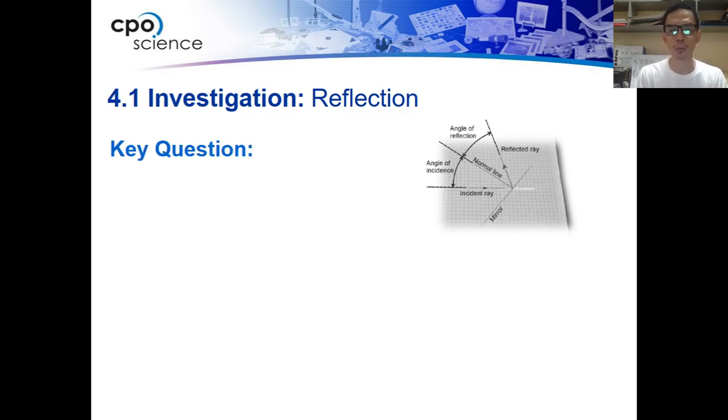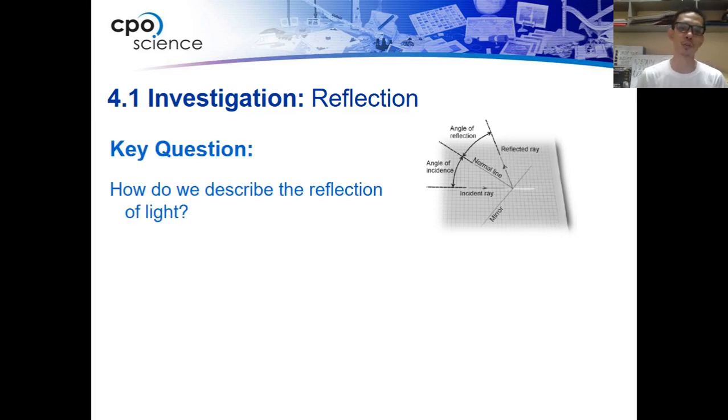The key question that we are going to answer here is, how do we describe the reflection of light? In the process of reflection, how can we say that the light is being reflected? And when the light is reflected, what happens to its angle? That is the thing that we are going to discover in this particular session.